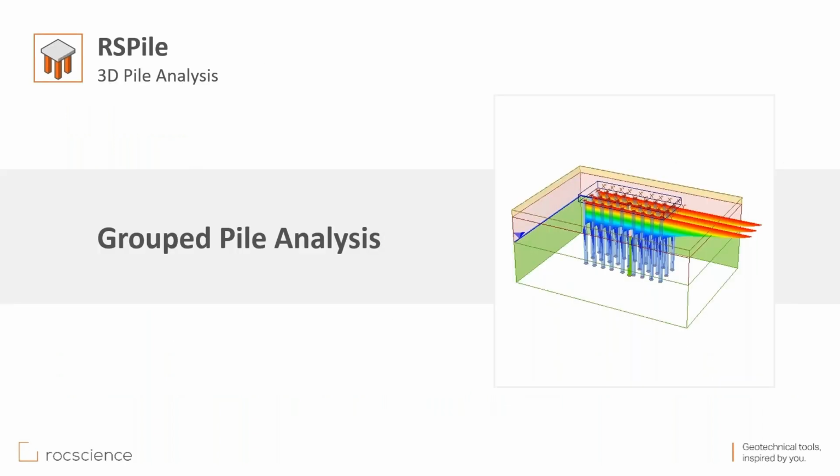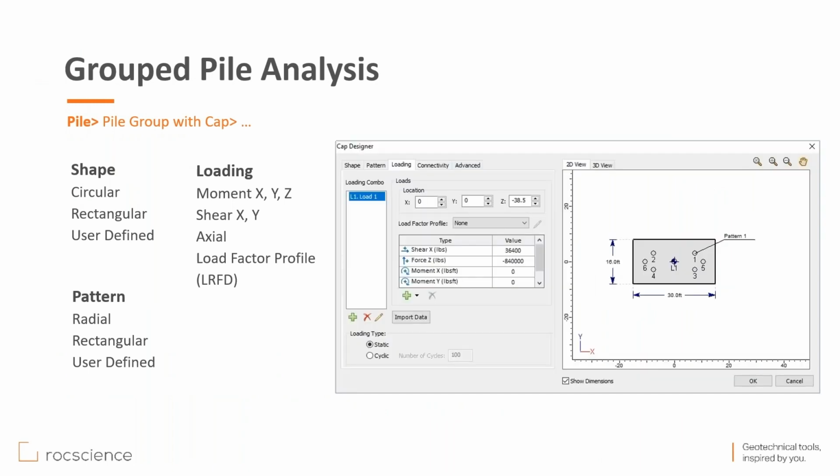So the options for group pile analysis are somewhat similar. You have the option to define circular, rectangular, and user-defined polygonal shapes for the cap. You are able to apply loading in 3 dimensions to the caps, and you can define patterns in no time.